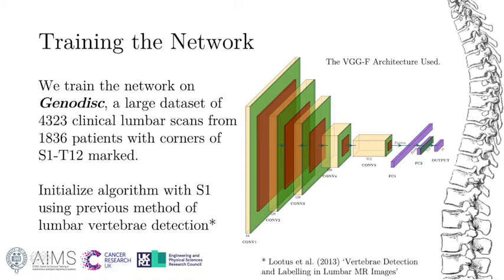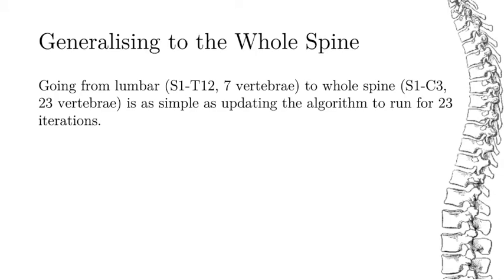At test time, we can initialize the algorithm using a previous method of automated lumbar vertebra detection to find the S1 vertebra. We then extract a patch around that and use that to initialize the algorithm. In our experiments, we used the method of Lutus et al. proposed in 2013 to extract S1. Going from the lumbar scan training examples with 7 vertebrae to the whole spine scan cases with 23 vertebrae is as simple as just updating the algorithm to run for 23 iterations instead of 7.